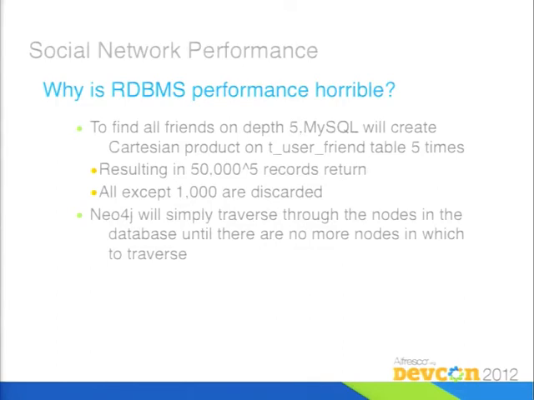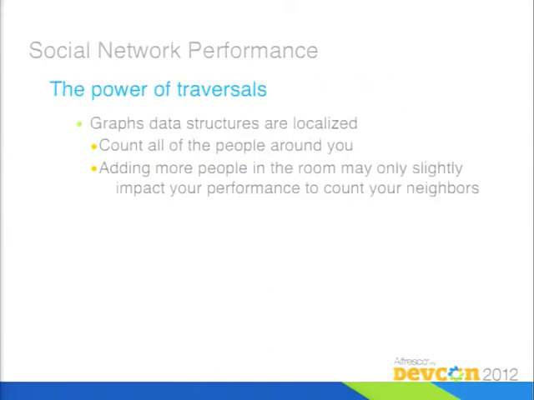As opposed to that, Neo4j simply will traverse through the nodes in the database until there are no nodes left. So, more information on traversals. Graph data structures are localized. Basically, for this same experiment, I may ask you to count all the people around you, and you can do that reasonably efficiently. And if you add more people in the room, say right now we have 50, if we add 100 more, you'll still be able to count all the people around you in a reasonable amount of time. It may take a little bit more time because there are more people in the room, but you're still only counting the people around you.